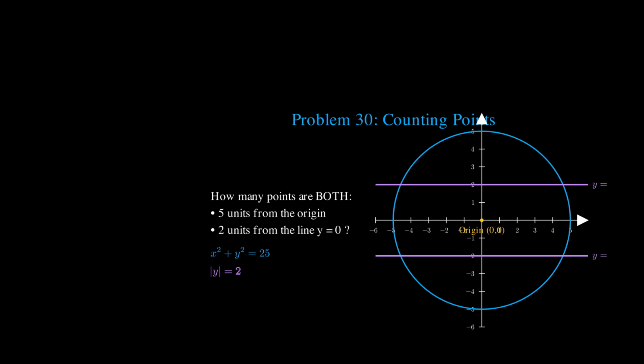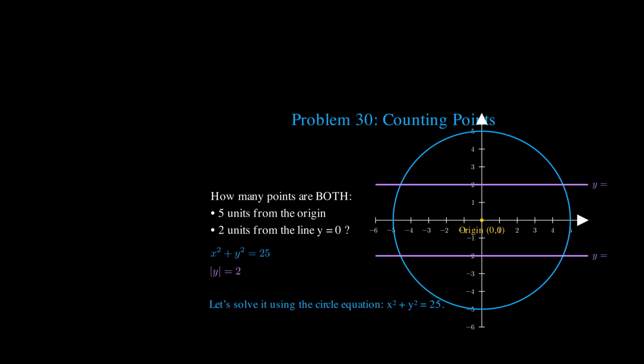The question says the point must satisfy both conditions. So we are looking for points that lie on the circle and also on those horizontal lines. In other words, we want the intersection points between the circle and those lines.